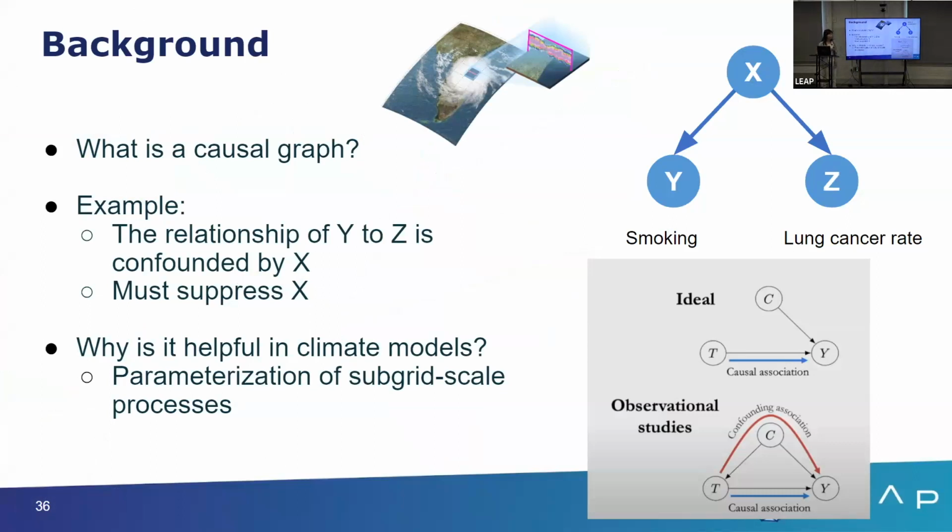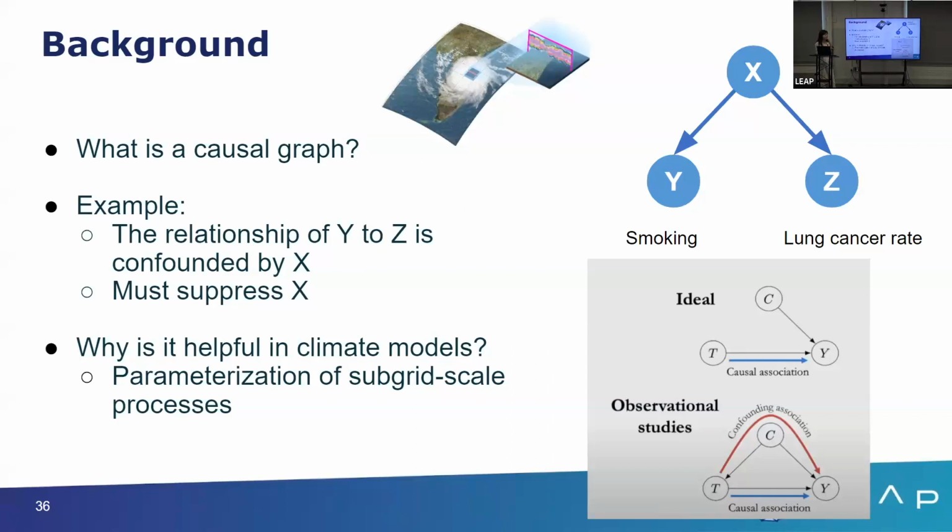For a causal graph, essentially what you can do with observational data is take each variable, put it into a node, and then create arrows between the nodes to explain and explore how different variables can causally relate to one another.